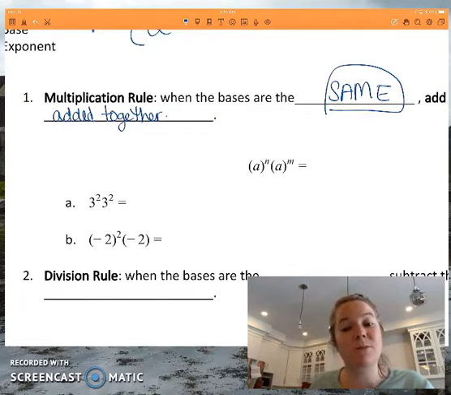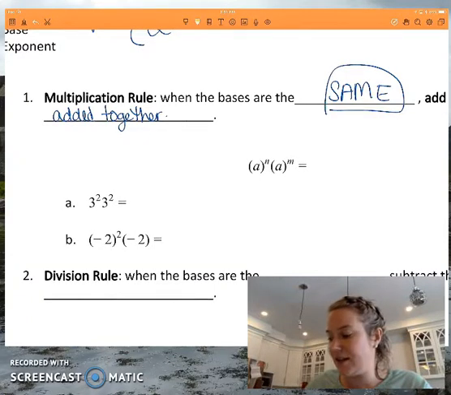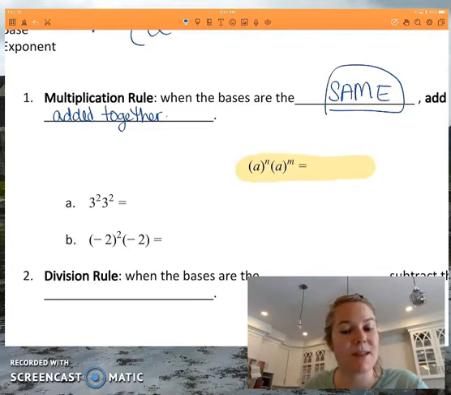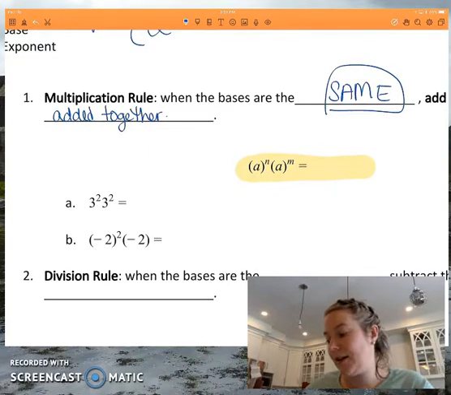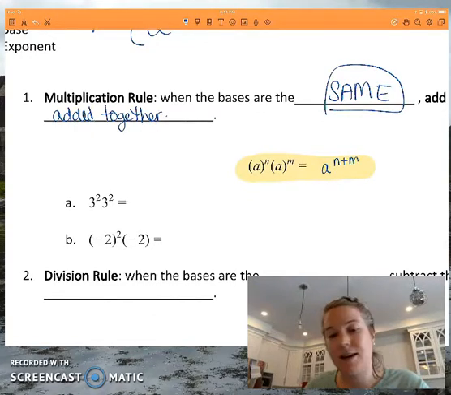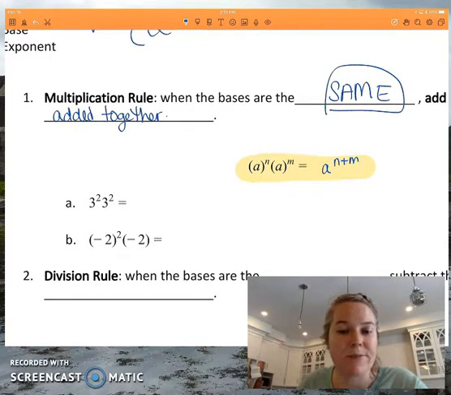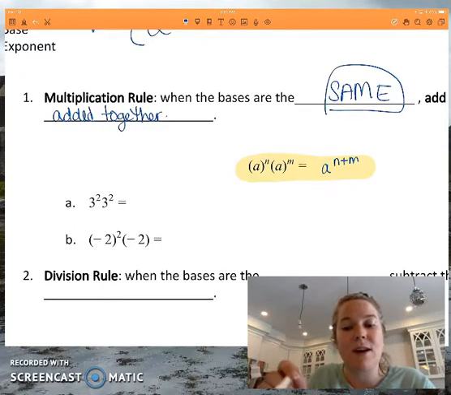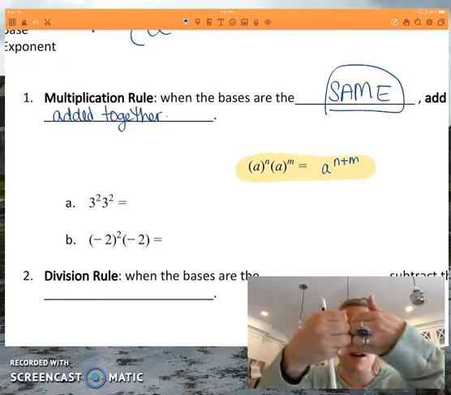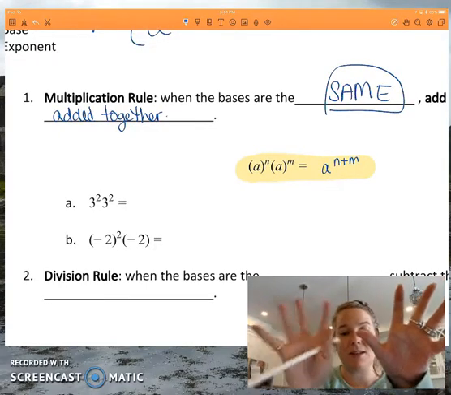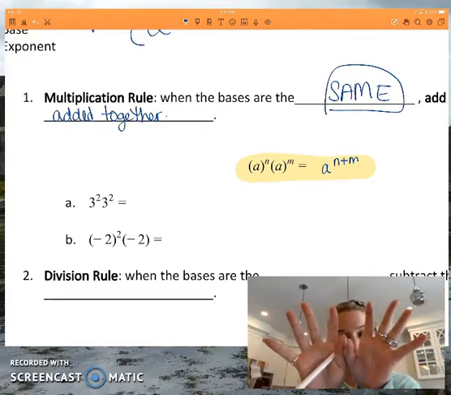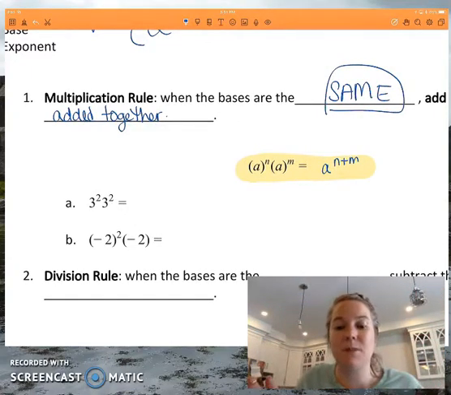So in algebraic terms, it looks like this, all right? A to the n times a to the m is a to the n plus m. You just add the exponents. And remembering that whenever you see those brackets side by side, so we've got a to the n side by side with a to the m, that's a multiplication, okay? I know that can sometimes be confusing, but you have to remember that's telling you to multiply those together.